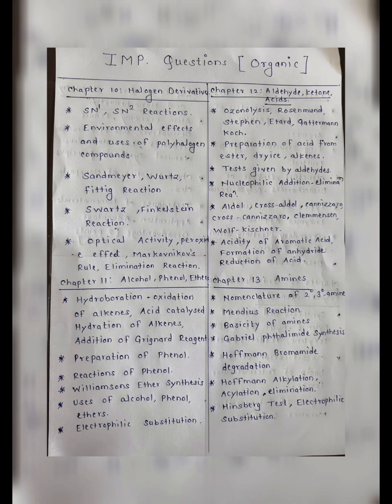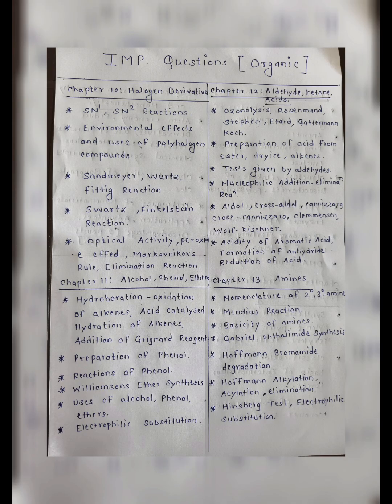Next important part is aldol condensation, cross aldol condensation, Cannizzaro's reaction, cross Cannizzaro's reaction, Wolff-Kishner and Clemmensen reduction. Similarly, acidity of aromatic carboxylic acid and formation of anhydride or reduction of acids. Those reagents are important. In case of reduction of acids, which reducing agent is generally used? Name that reagent, or what is the composition of the reagent, NaBH4 or LiAlH4. Likewise, question may ask. Next topic is amines.